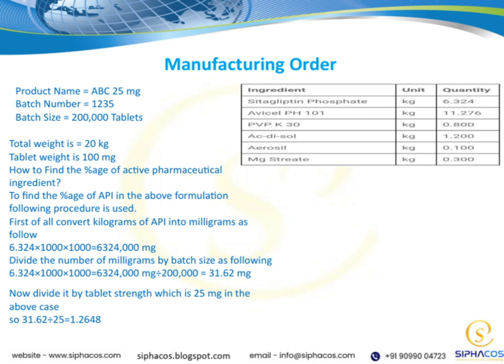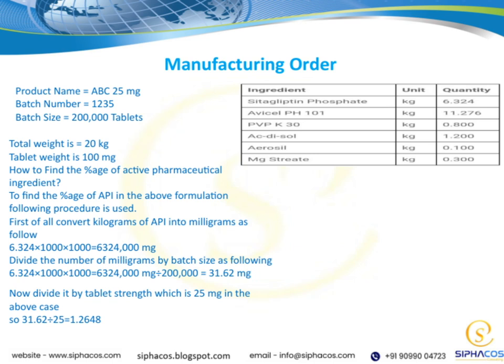Finally, to find the percentage of API in one tablet, we divide this amount by the tablet strength, which is 25 milligrams. So, 31.62 divided by 25 equals roughly 1.2648. This percentage indicates how much API is present relative to the tablet's strength, helping us understand the formulation's potency.